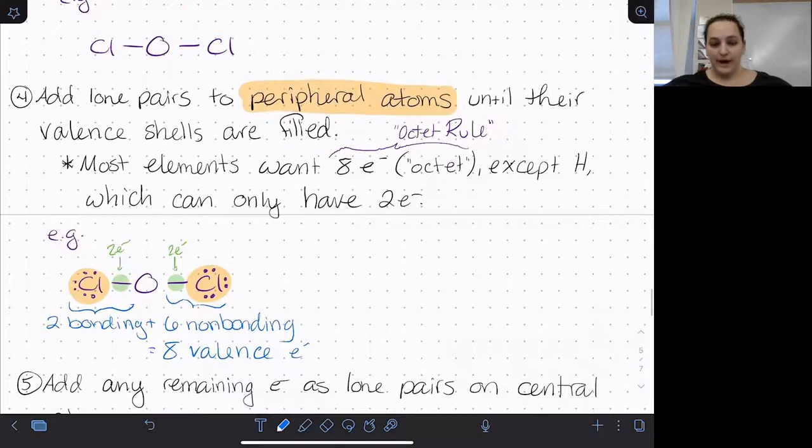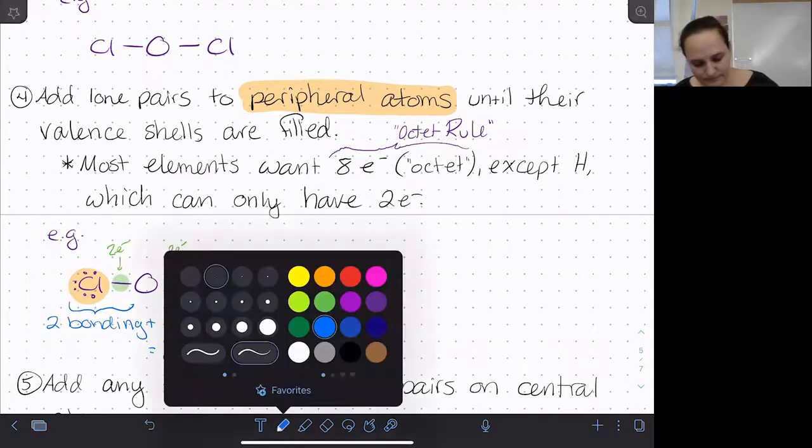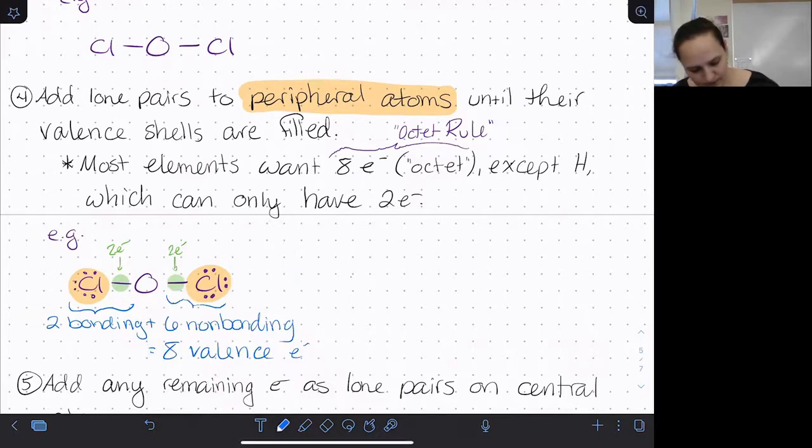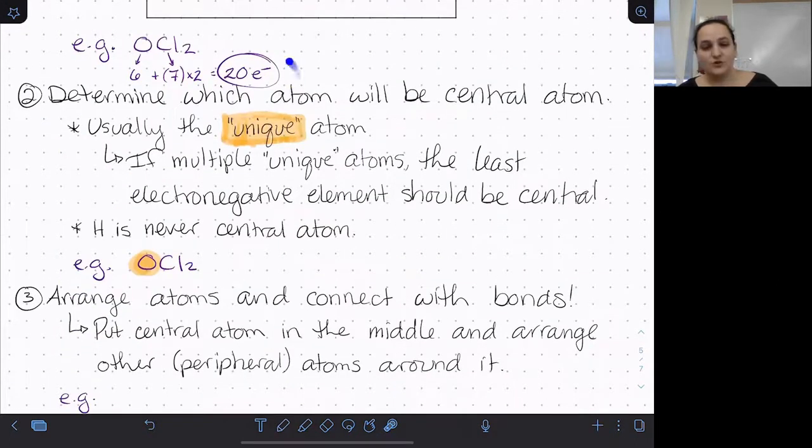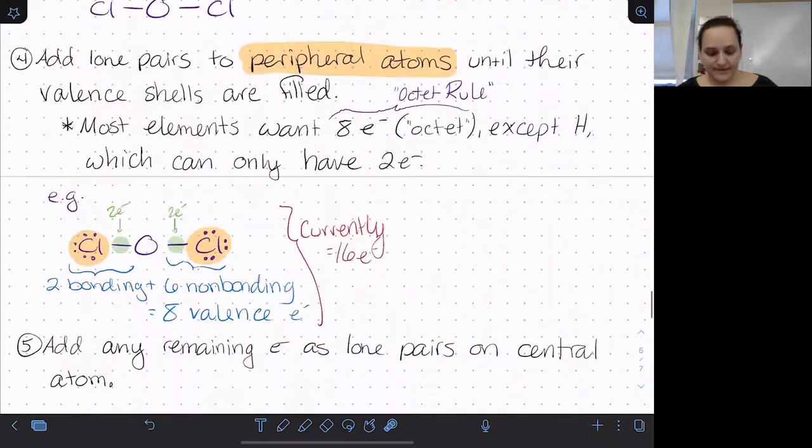Once we've accomplished that, we want to check in on how many electrons we have added to this structure so far. Remembering that each of our bonds is 2, we've got 2 plus 2 is 4, 6, 8, 10, 12, 14, 16. Currently, we are at 16 electrons. We determined earlier that our end goal was 20. So we have 4 electrons left to place.